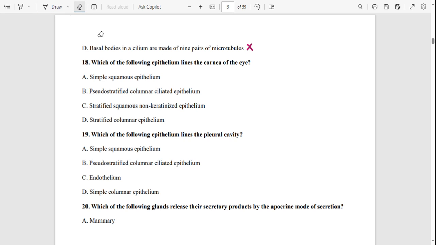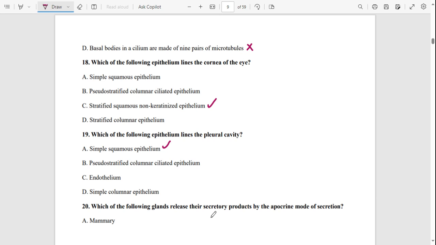Which of the following epithelium lines the cornea of the eye? Now, the cornea of the eye is going to be lined by stratified epithelium, and that should be the stratified epithelium that is watery. So it shouldn't be keratinized. That is non-keratinized. Which of the following epithelium lines the pleural cavity? The pleural cavity is lined by simple squamous epithelium.